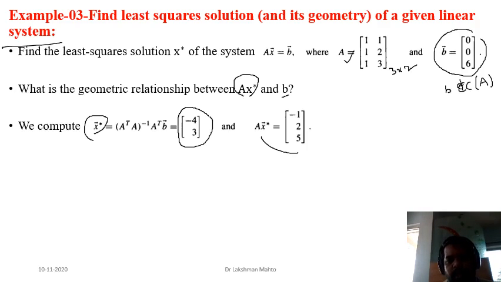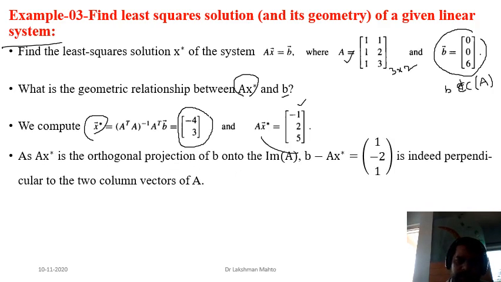But in general, if you are talking about geometry, in order to talk about the geometrical relation between A times x star and B, you have to compute A times x star. So if you compute A times x star, it would be what? It is this vector that is having entries -1, 2, 5. So A times x star is the orthogonal projection of B onto the column space of A, and B minus A times x star, which is coming as (1, -1, 1), is indeed perpendicular to that column space, the two column vectors of A, or simply you can say the column space of A.